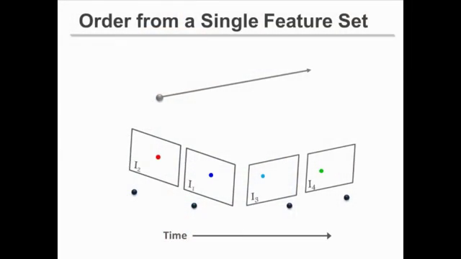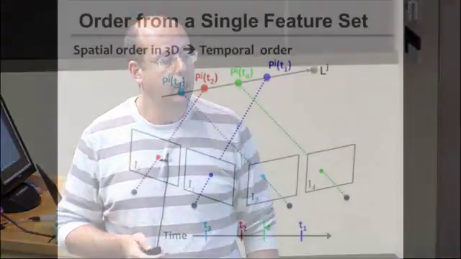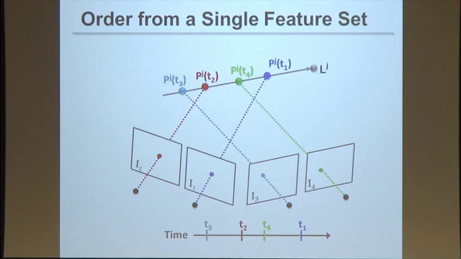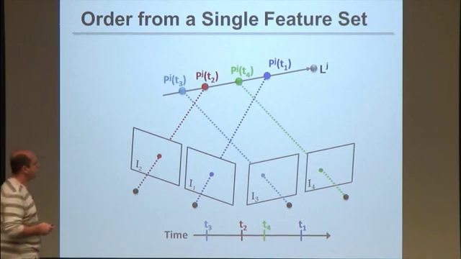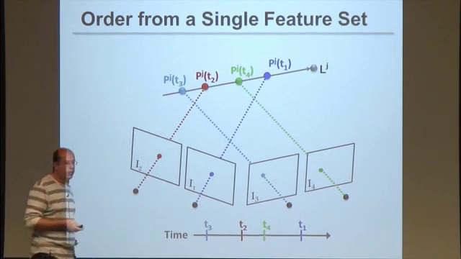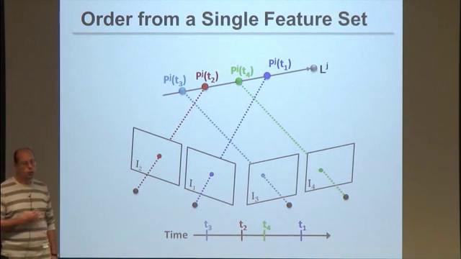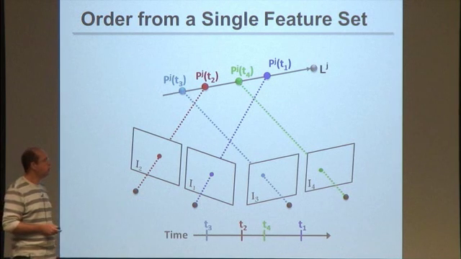OK, so we want to recover the temporal order from a single feature set. And here is a plot to explain what's going on. You have the 3D point, and we assume it's moving along a straight line. As it's moving along a straight line, it is captured by image 3, and then by image 2, and then by image 4, and then by image 1. So there is this implicit assumption that the point moves along a straight line. And moreover, it doesn't go back and forth. It's going in one direction. We don't care about the speed at which it moves.